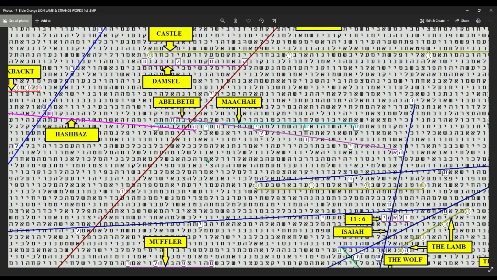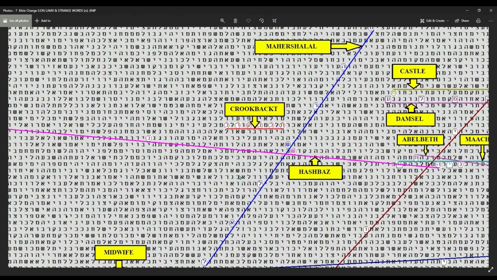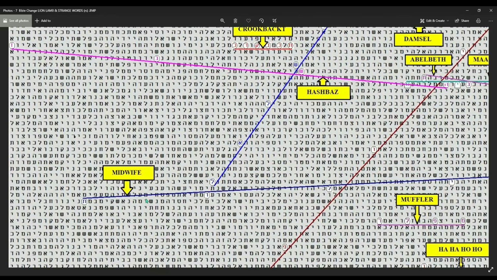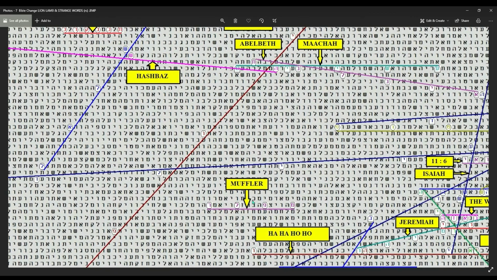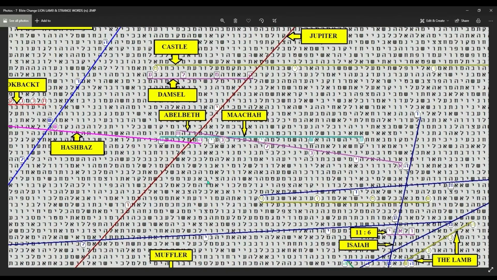And then we have these long crazy crookbacked as well. Before we get into that, we have crookbacked here. Never heard that word, never seen that either in the Bible. Midwives as well, modern term. Muffler, another modern term. Crazy.